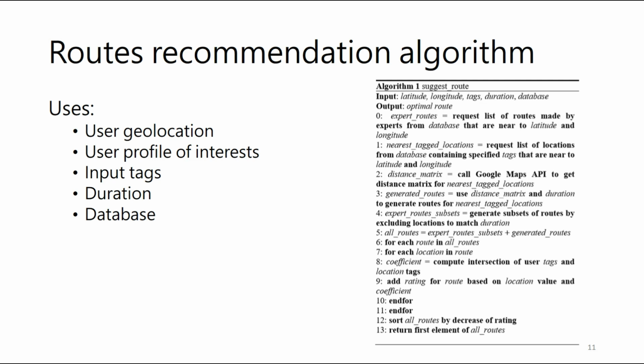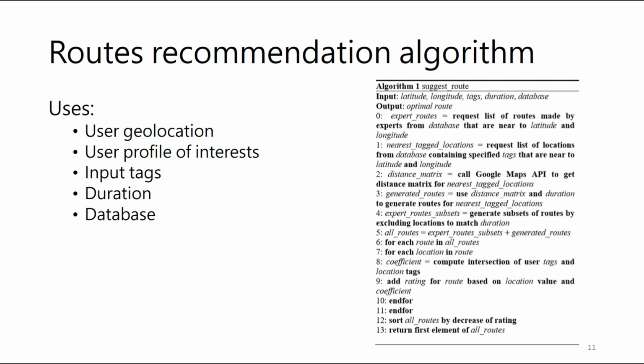First, the algorithm collects nearby expert-created routes based on their center of mass and tags specified. Then it uses the same user geolocation and tags to retrieve a list of nearest locations. The list of locations is further transformed into a list of optimal possible routes between each location. Optimization is done by calling Google Maps API. Each expert route is transformed into a subset of routes by excluding different locations to match the duration expected.